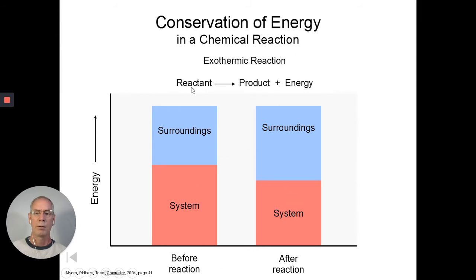In this example, the reactants released energy to the surroundings. So it ended up here. So if I started with 5 units of energy and I released 3, the products now have only 2 units of energy, because the 2 plus 3 has to equal the 5 we start with. This is an example again of an exothermic reaction. So calorimetry is all going to be about heat moving from one source to another and keeping track of that.